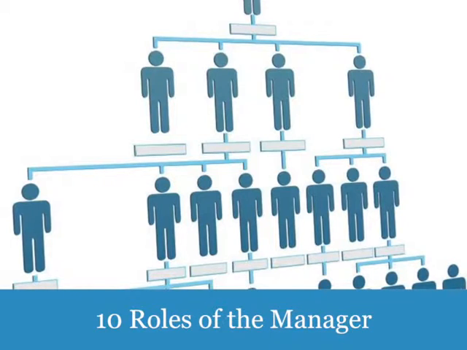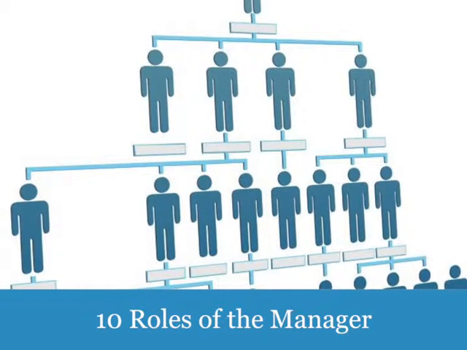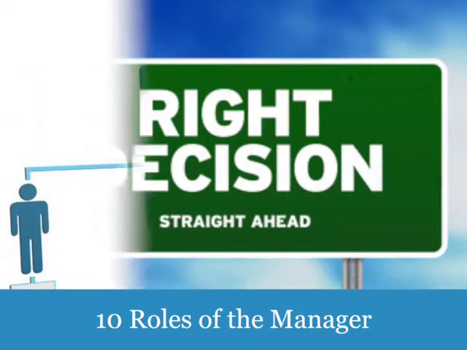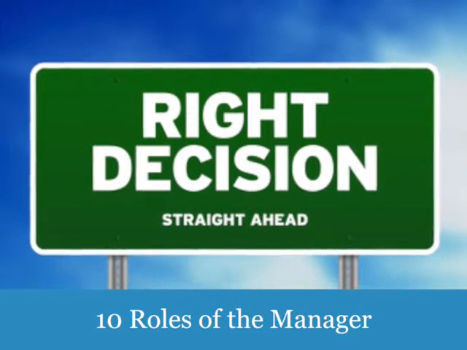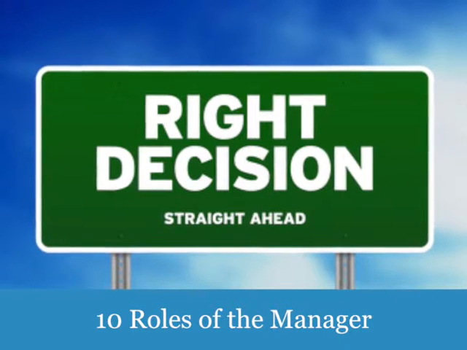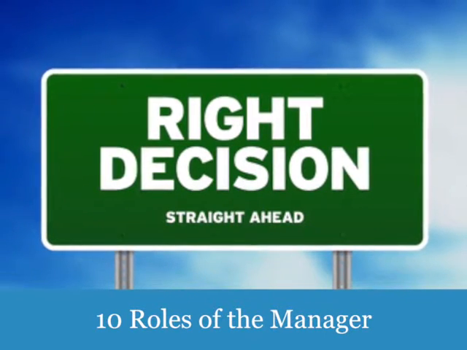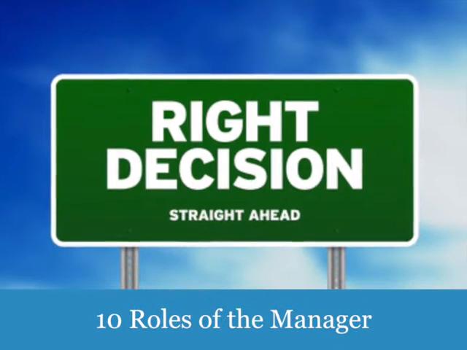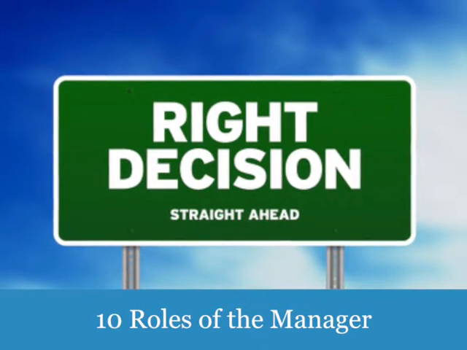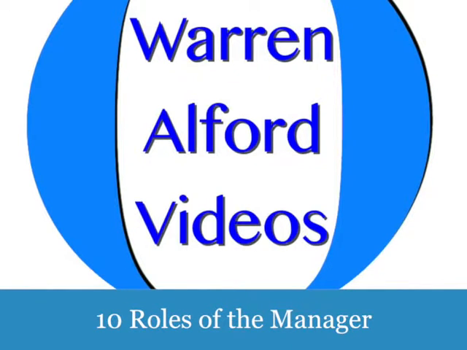Number 2, leader role, responsibility for work of others. Number 3, liaison role, contacting peers and other parts of the organization. Number 4, monitor role, scanning the environment and organization for information. Number 5, disseminator role, providing information to others.